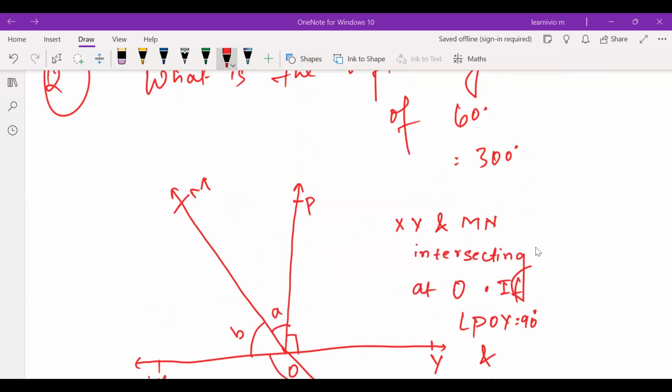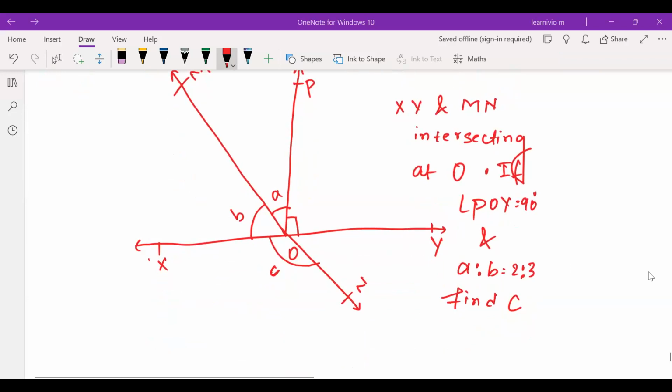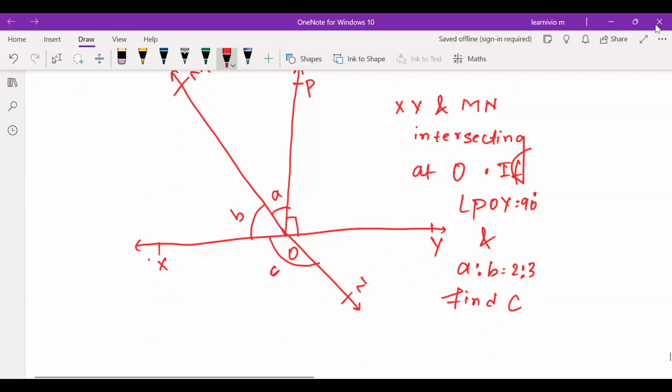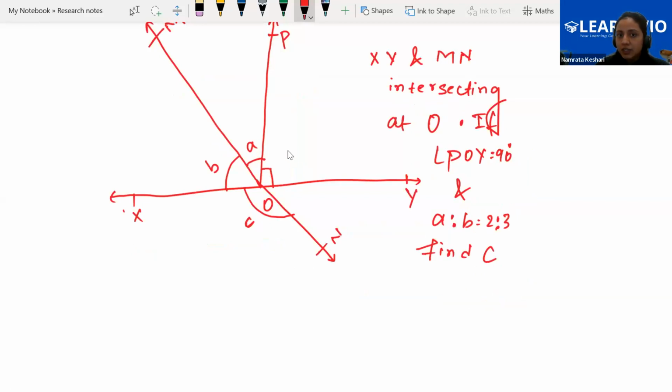Can you see the question? Yes, ma'am. Okay. First, read the given data properly. XY and MN are intersecting at O. Angle POY is already given. This is angle POY. We can see it also.